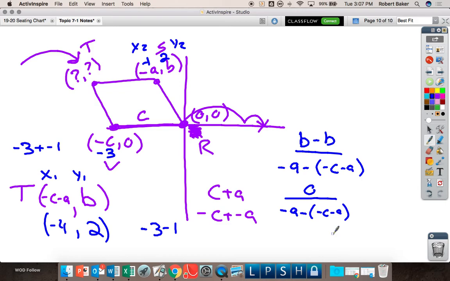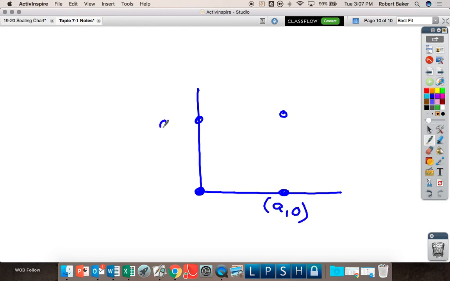You want to try an easier one? That was super hard. Let's go for an easy one. This shape is a square. This is the location A, 0. This is the location 0, B. What are the coordinates of this location? Over A, up B. Look at you guys. You can do it. That's not that bad, is it?